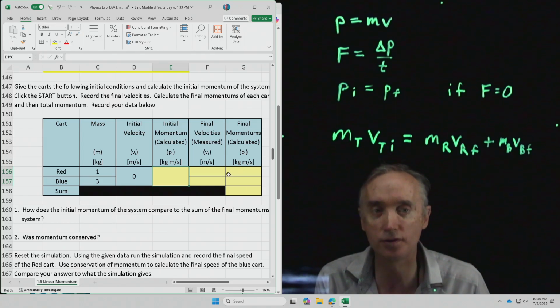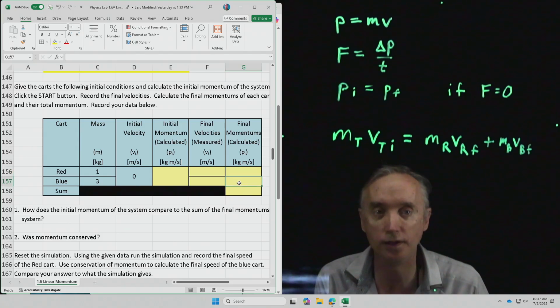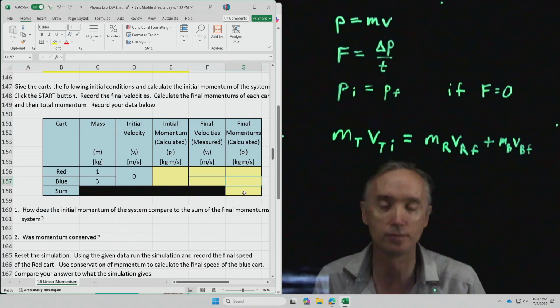And then you can also calculate the final momentums, because you're going to take the final speed and multiply it by the mass of the red one, and then that goes here, and then you're going to take the final speed of the blue one, and multiply it by its mass, and it's going to go right here, and then you're going to add those two numbers together so that you get this one down here, the sum of the momentums.